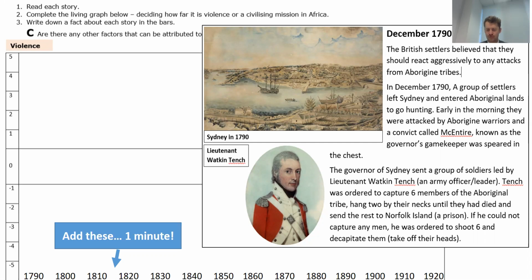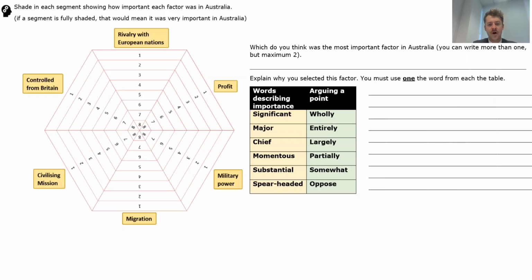Okay, so hopefully you've got a really good spread of stories, Year 8, because I'm sure you have done lots of that and you've got as many there as possible onto your living graph. We're now going to move on and have a look at our final thing. So again, we're coming back to our hexagon and using all of our different factors in empire, and we're going to be doing some shading again.